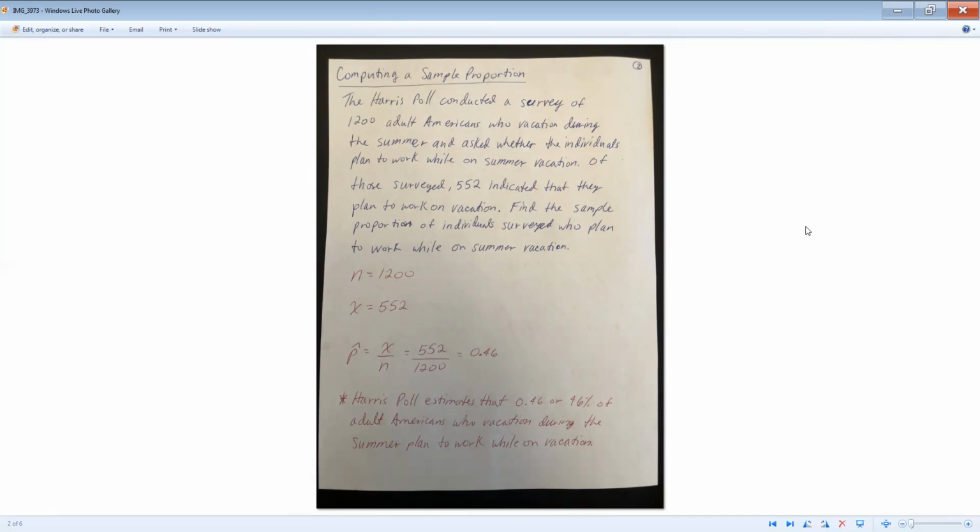Well, n, the sample size, is 1,200. x represents the number of individuals who said they plan to work on summer vacation, which is 552. Now to find the sample proportion, you take the 552, place it over the 1,200, and that'll give you 0.46. So the Harris Poll estimates that 0.46, or in other words, 46% of adult Americans who vacation during the summer plan to work while on vacation.